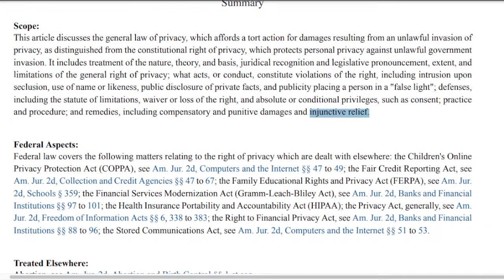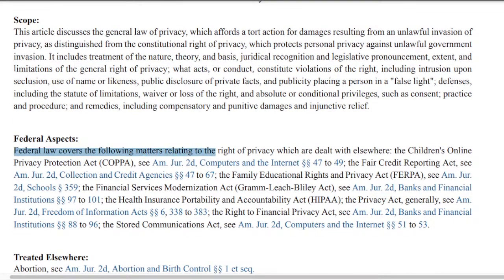Now, there's some federal aspects here. Federal law covers the following matters relating to the right of privacy, which are dealt with elsewhere. So these are some of the other places that we could look in: computers and internet.